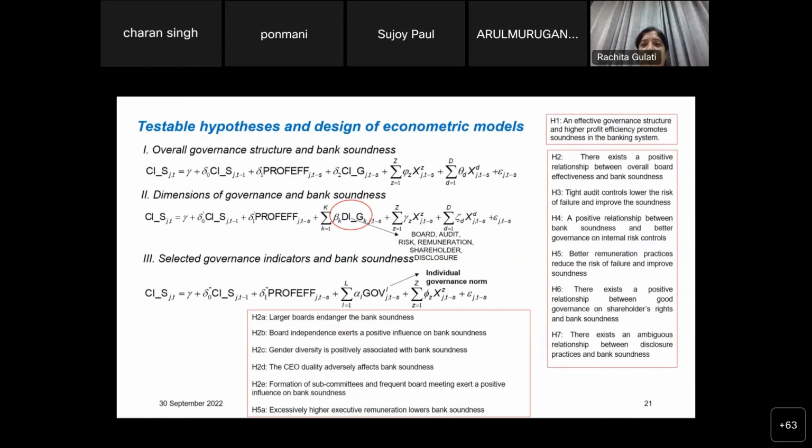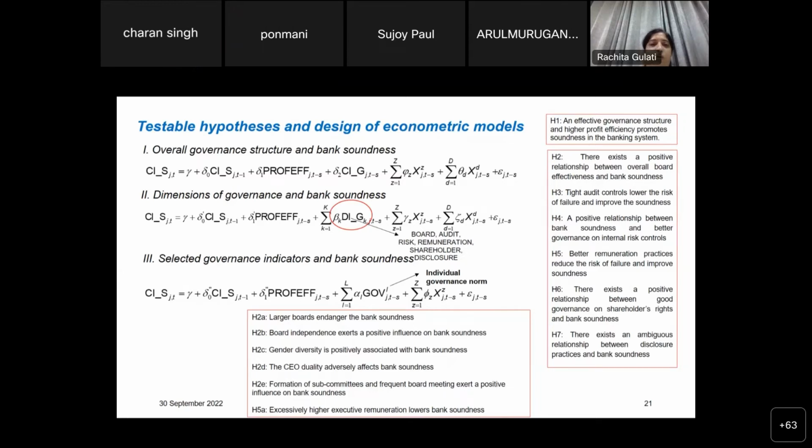The first hypothesis which we have tested is that an effective governance structure and the high profit efficiency promotes the soundness in the banking system. Along with that, the 6 other hypotheses are tested to understand the linkage between the distinct dimensions of the governance with the overall soundness of the banking system. And the secondary hypotheses are tested to develop the linkages between the individual governance norms pertaining to the board, risk and the audit function, and the remuneration practices.